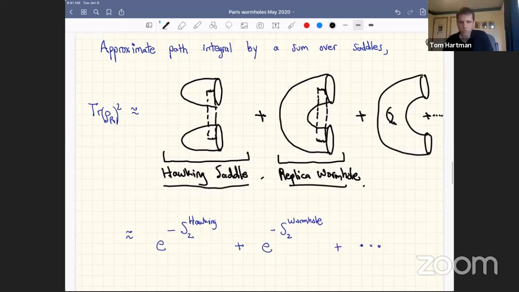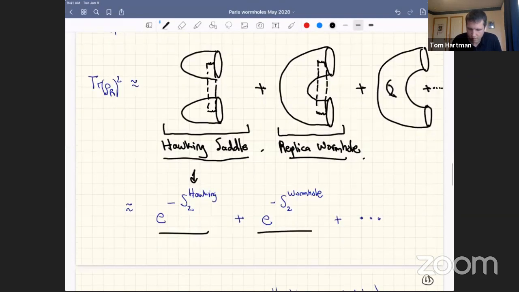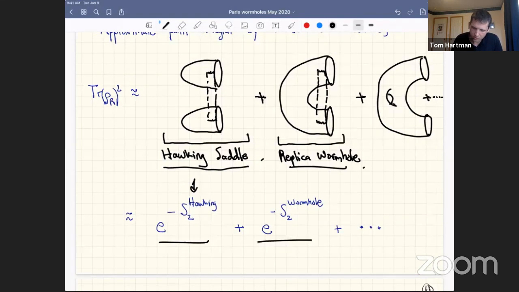Yeah. So when you calculate trace of rho squared, it has contributions from the different saddles. The contribution from the Hawking saddle, I've called e to the minus S2 Hawking. I'm calling it S2 because this trace of rho squared is called the purity in quantum information. S2 is the second Renyi entropy associated to this saddle. So this is a different measure of entanglement. It's similar to entanglement entropy, just a slightly different measure of entanglement. But the point is that there's a contribution from the Hawking saddle and there's a contribution from the wormhole. And let's compare these.